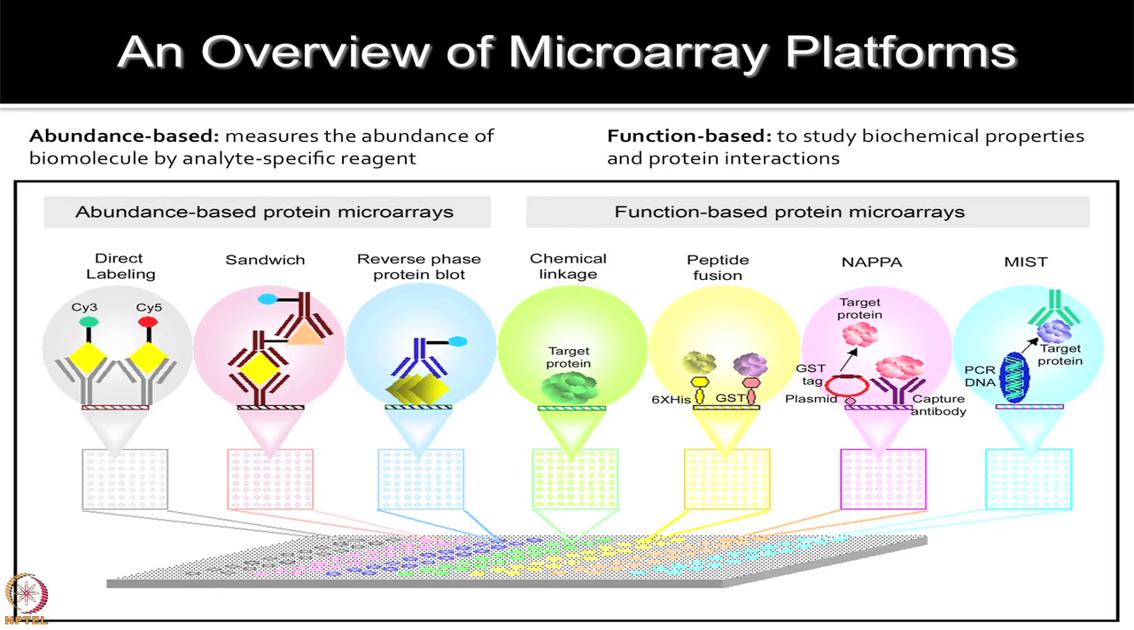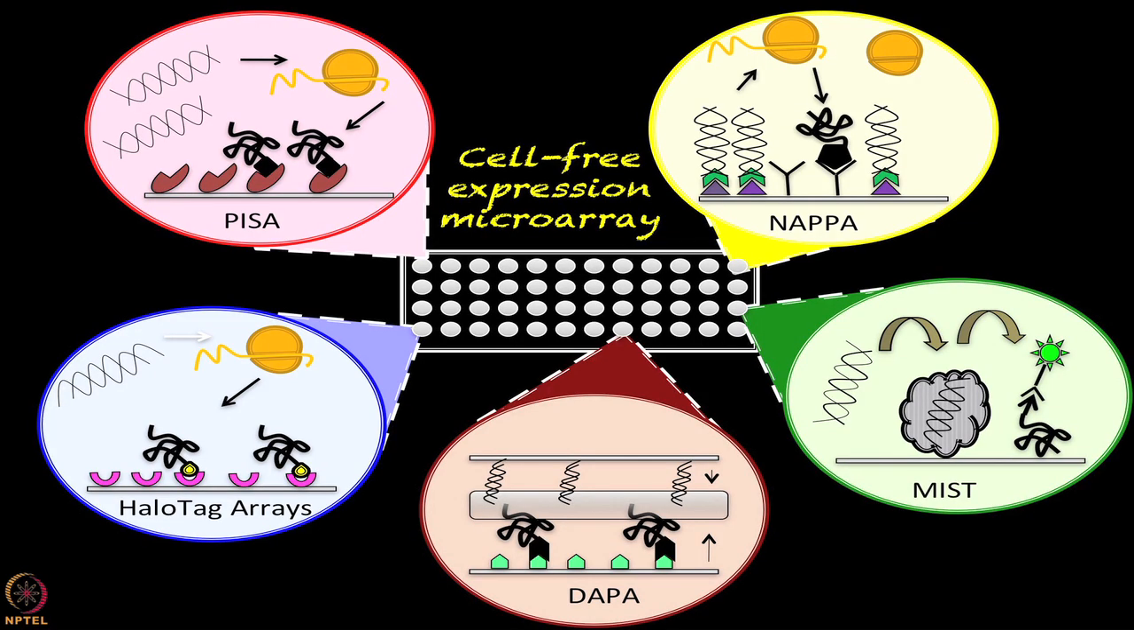This is my overview slide, just to recall from the previous lectures: we have talked about different types of array platforms, from abundance based protein arrays to function based protein arrays. You can make protein arrays using different types of contents, from antibodies, proteins and peptides to nucleic acid contents. Using different types of plasmid or cDNA, one could make cell-free expression arrays when you have to express the protein directly on the chip using in vitro transcription translation. There are different technologies available, four of which I discussed in the last lecture, and today the focus will be more on the NAPPA technology.